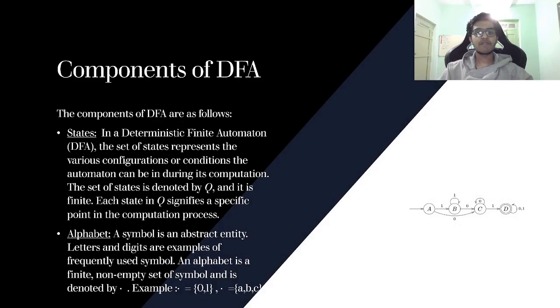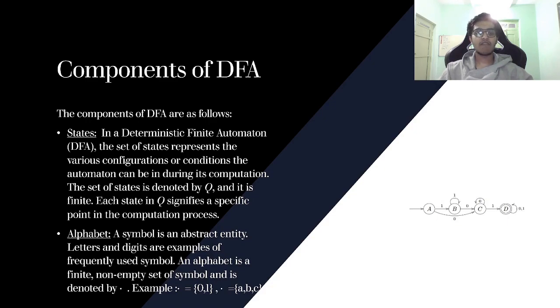The components of DFA are as follows. At first we have the states. In a deterministic finite automaton, the set of states represents the various configurations or conditions the automaton can be in during its computation. The set of the states is denoted by Q and it is specific as well as finite. Each state in Q signifies a specific point in the computation process.